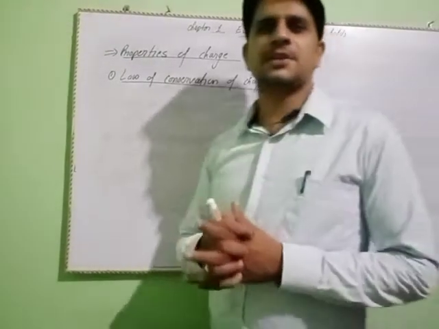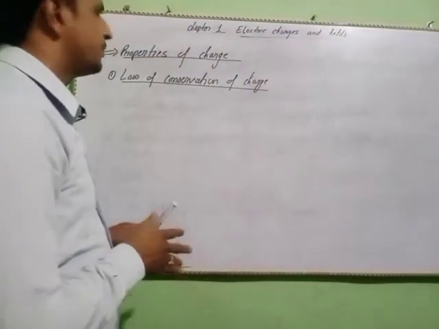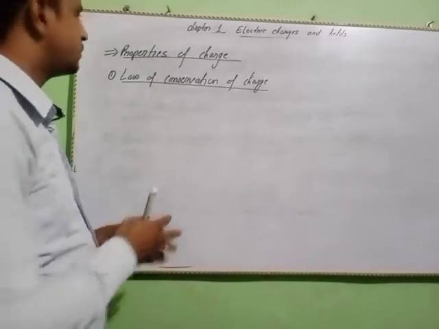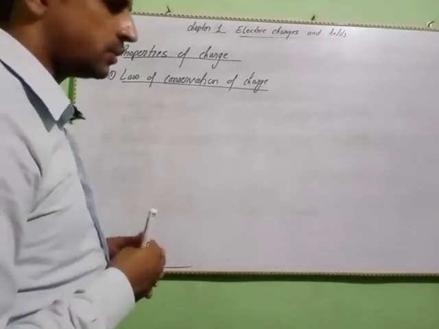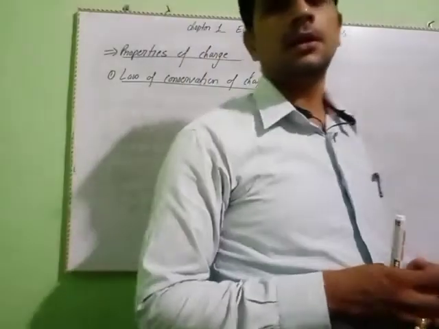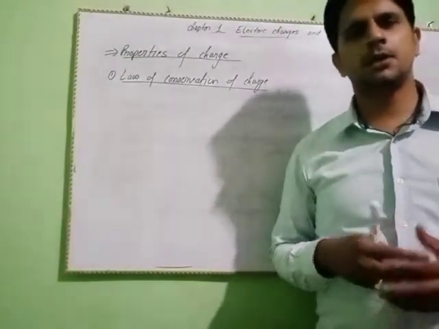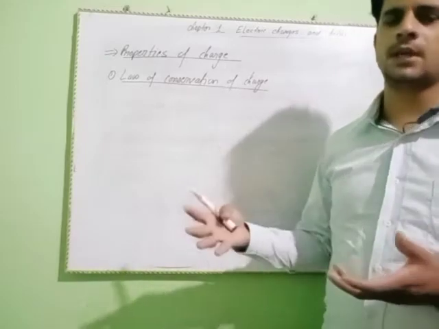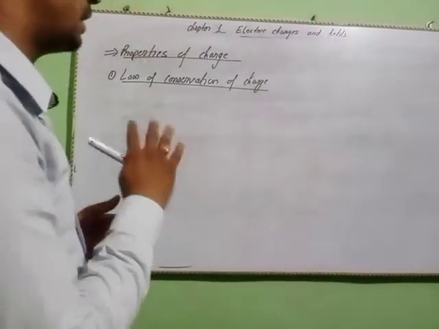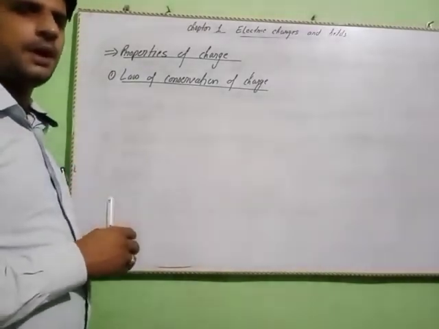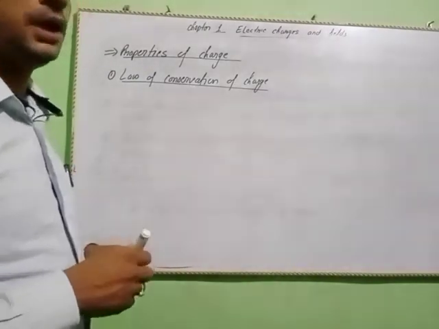Now let us discuss the properties of charge. The first property is the law of conservation of charge. It states that charge can neither be created nor destroyed. It can only be transferred from one body to another.